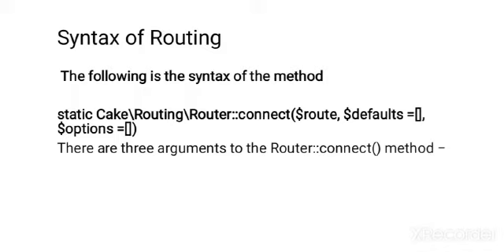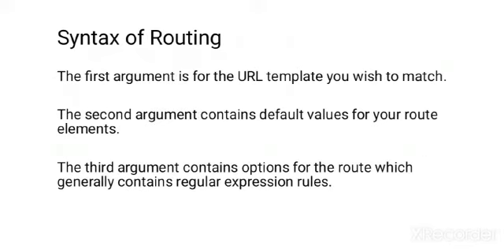It has 3 arguments. The first argument is for the URL template you wish to match. The second argument contains default values for your route elements. The third argument contains options for the route, which generally contains regular expression rules.